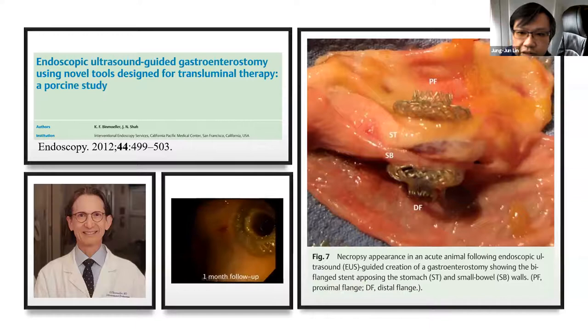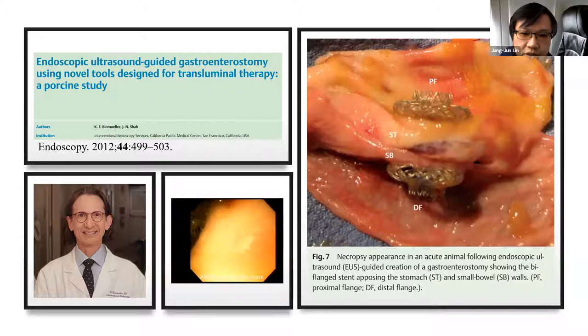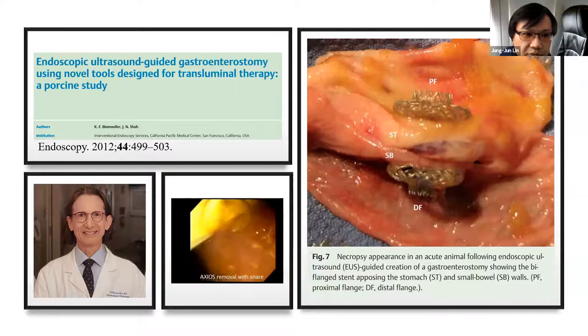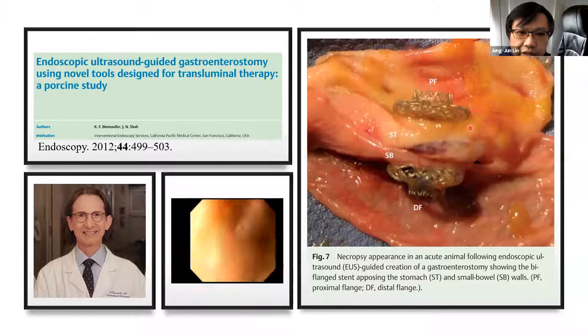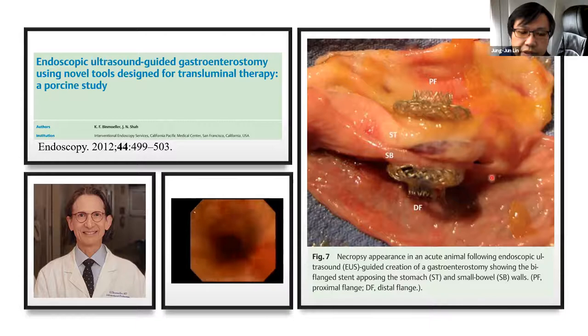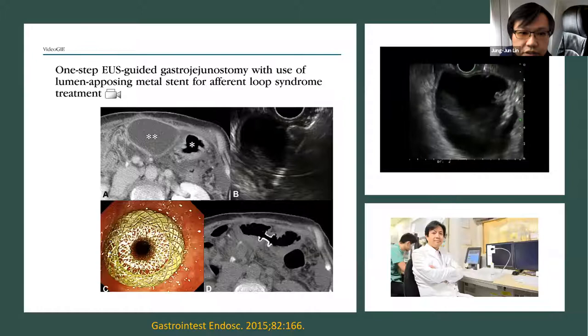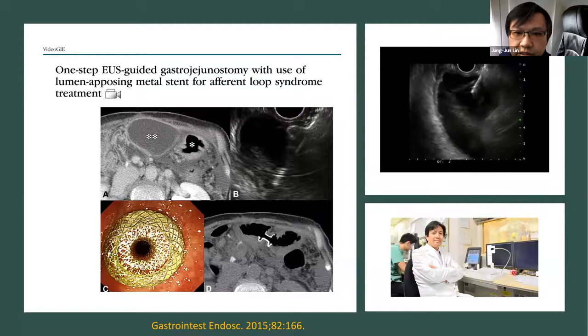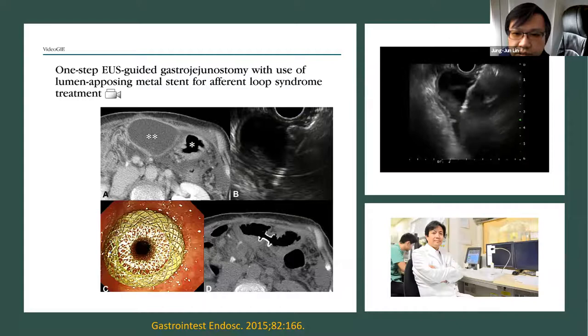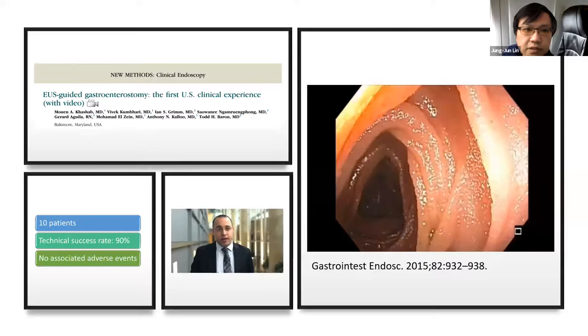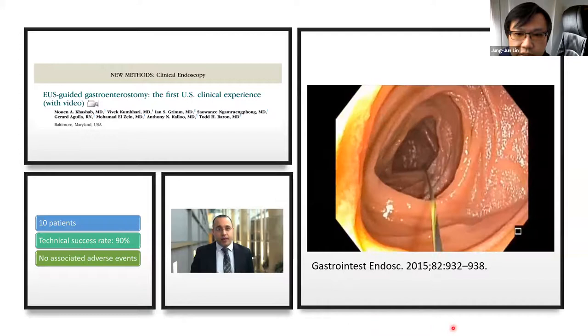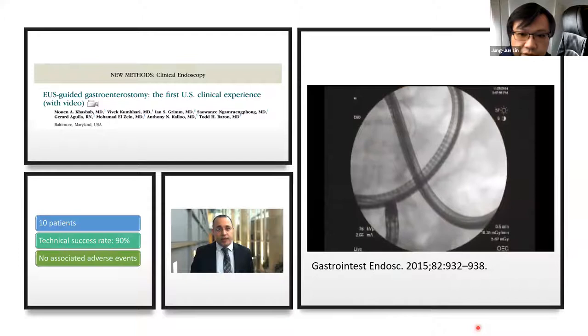So this technique was first demonstrated by Professor Bill Monar using a five animal model in 2011 and published in 2012. So you can see the surgical specimen, you can see the anchoring force of the stent is strong to close the stomach and the small bowel wall. And in 2015, Professor Idoi was the first to translate the animal study to a human clinical case. This is a afferent loop syndrome case.